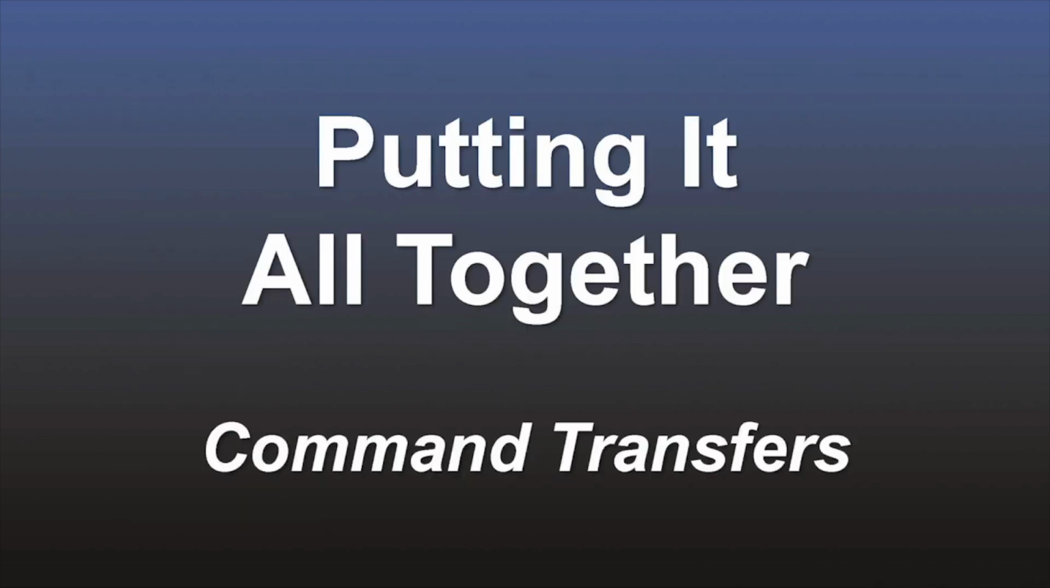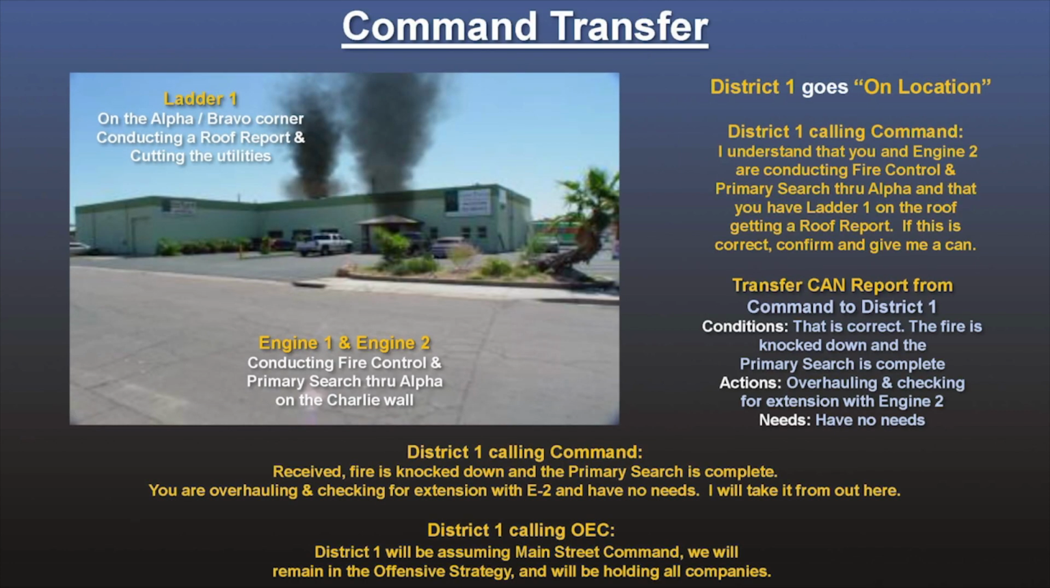Putting it all together, command transfers. Over the next 2 slides, we will do the command transfers for the L-shaped commercial occupancy and the strip center fire. The same voice will be playing the role of dispatch, IC number 1, and the incoming chief, the role of IC number 2. This is an example of the command transfer for the L-shaped commercial occupancy.